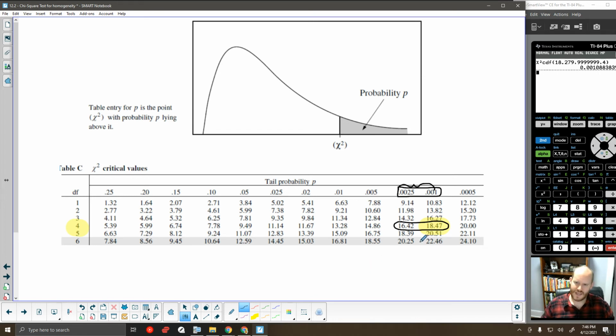So the reference table is not as good as getting a specific p-value, but you can use it to estimate. Just locate your degrees of freedom and then find a test statistic that's closest to the one you have. That's going to give you the approximate p-value up at the top.